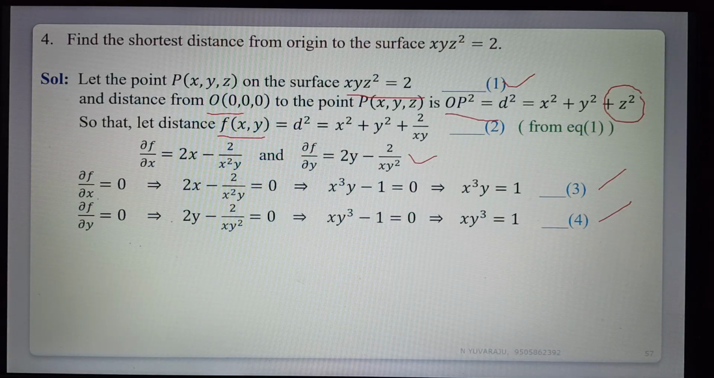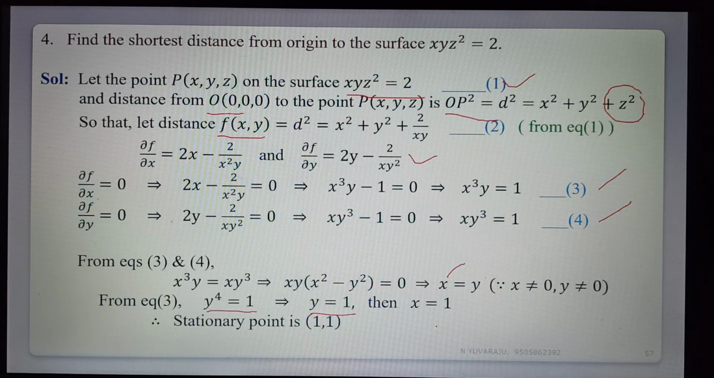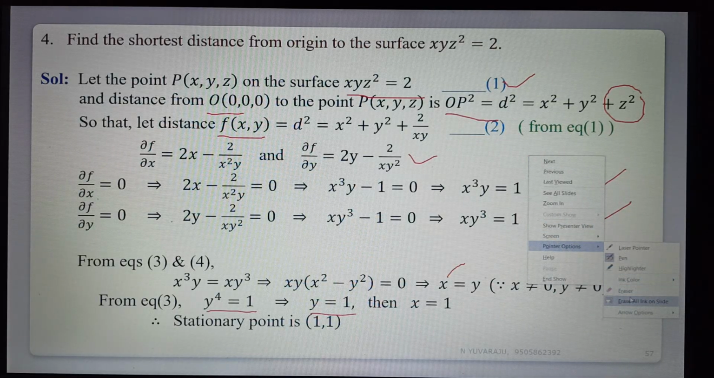Equations 3 and 4, now solving. From equations 3 and 4, x cube y is equal to xy cube. Taking xy common, x square minus y square. But x is not equal to 0, y is not equal to 0. There must be x square minus y square is equal to 0. So x is equal to y. Replacing in equation 4, y to the power 4 is equal to 1, y is equal to 1. Y is equal to 1 means x is automatically 1. Therefore, the only stationary point is 1 comma 1. Now finding the second order partial derivatives.